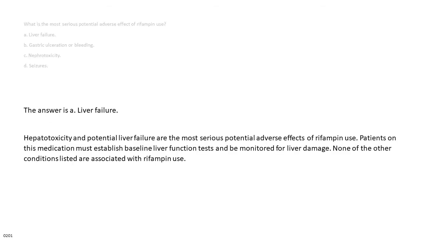The answer is A. Liver failure. Hepatotoxicity and potential liver failure are the most serious potential adverse effects of rifampin use. Patients on this medication must establish baseline liver function tests and be monitored for liver damage. None of the other conditions listed are associated with rifampin use.